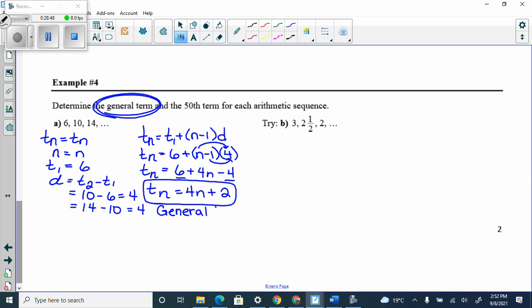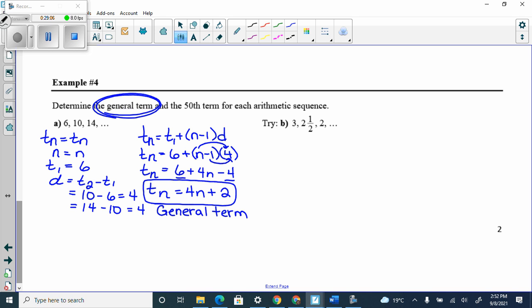It's so general that I can quickly find any term in this sequence. So if I ask you for a general term, you are not filling in Tn, you are not filling in n. You are filling Tn with Tn, you're filling n with n, you are distributing, you're getting an answer. Now it wants the 50th term.